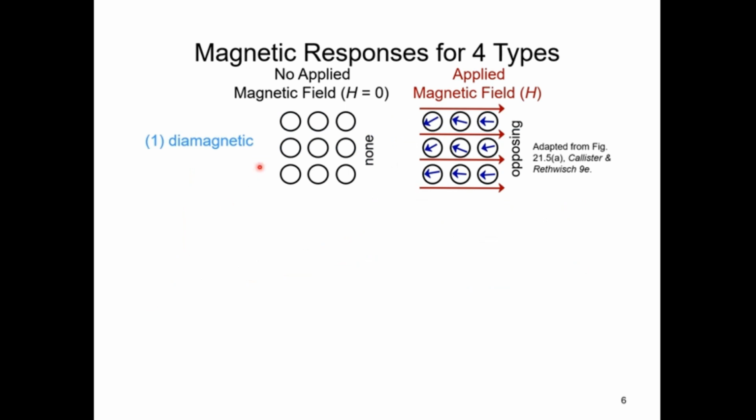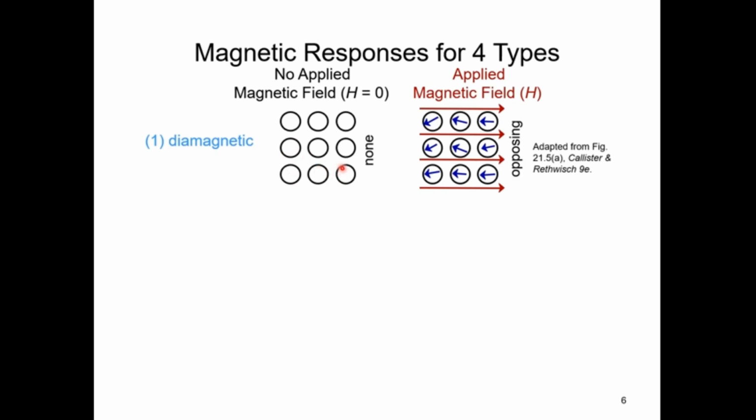We can visualize the atomic dipole for all 4 types of magnetism, based on the applied magnetic field. First, we look at diamagnetic response. Diamagnetic magnetism: if there is no applied magnetic field, which is H equal to 0, meaning the absence of external field, there is no atomic dipole. We visualize this as a single atom, and it has no atomic dipole.